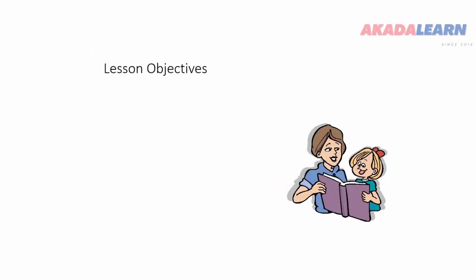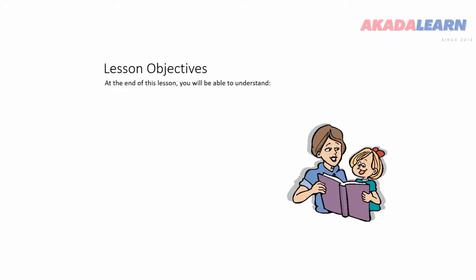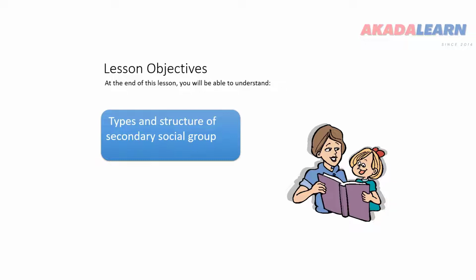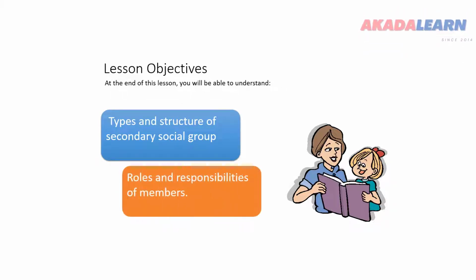Let's take a quick look at our lesson objectives. At the end of this lesson, you should be able to understand the types and structure of secondary social group. Also, we'll be looking at the roles and responsibilities of members.